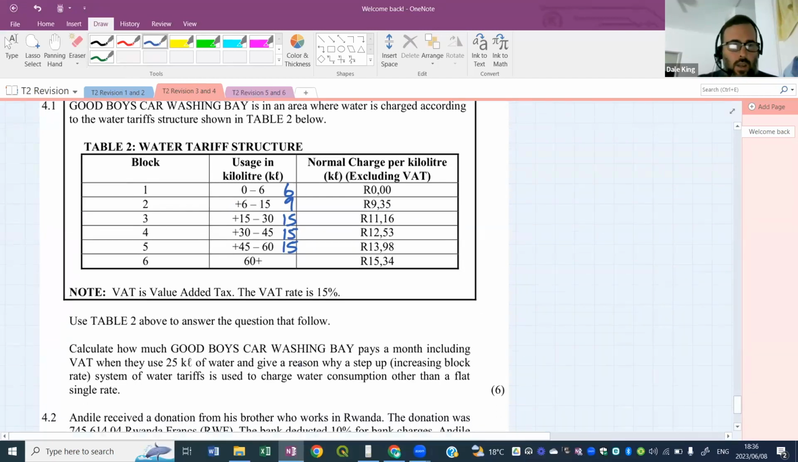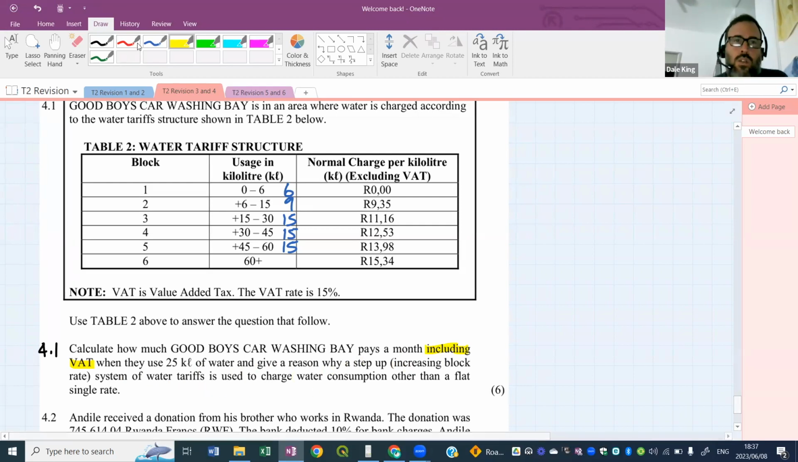Now, it says here, it should say 4.1. I'll put it in. In fact, the whole question is 4.1. I can leave it. I'll just write it here for interest sake. 4.1. Calculate how much the car wash pays a month, including VAT. There it is. We've got to include VAT. So we're going to have to take care of that at the end. When you use 25 kiloliters of water, and give a reason why a step up or increasing block rate system of water tariffs is used to charge water.